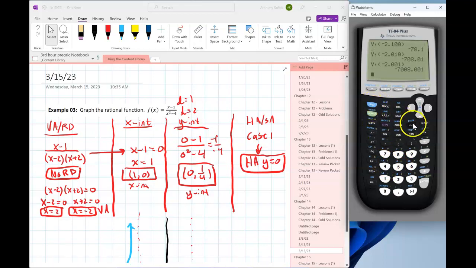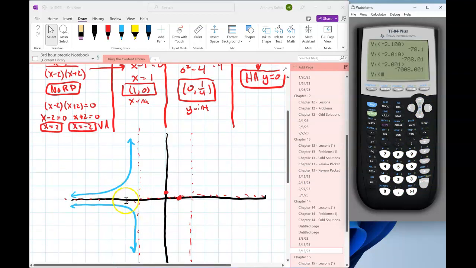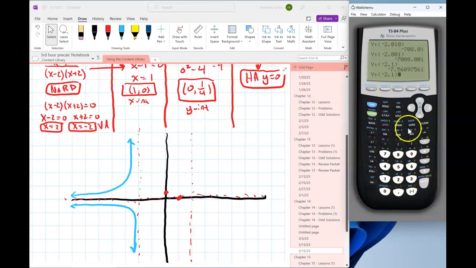And then I'm going to do vars, y vars, function y1. And I'm going to pick some values that are getting progressively closer to negative 2, but are still less than negative 2, and just see what happens. So maybe negative 2.1, negative 2.01, negative 2.001. What do you notice is happening to each of those values?